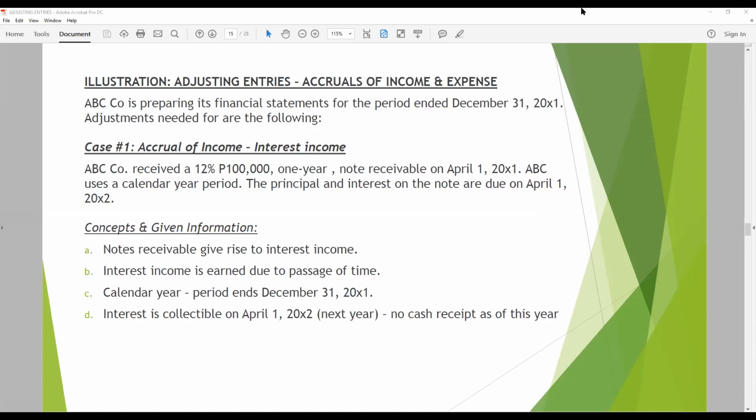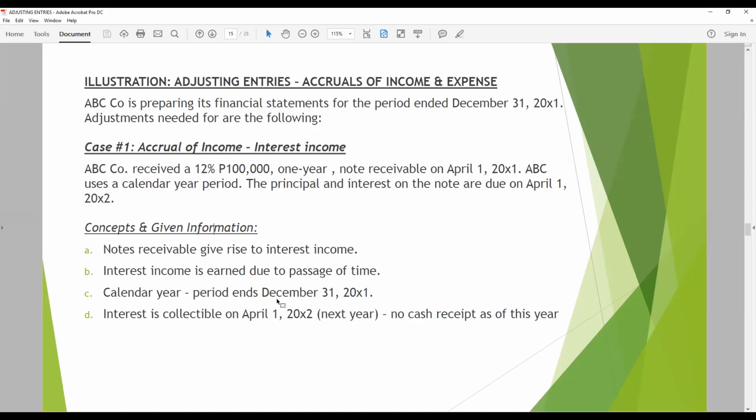Ano ang debit and ano ang credit? So first, i-analyze muna natin yung concepts and given information. So first, notes receivable give rise to interest income. Since interest-bearing ang notes nyo, 12%, so there is a corresponding interest income for that note. Interest income is earned due to passage of time.